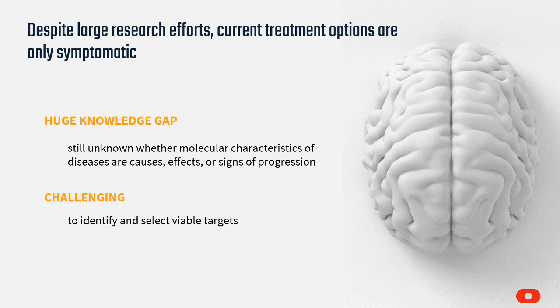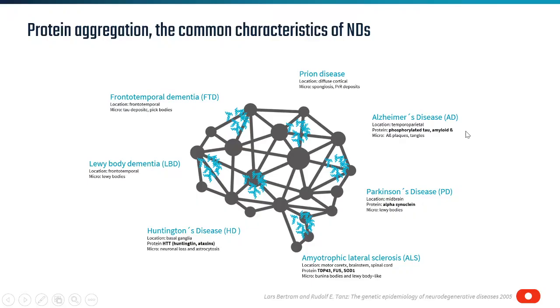In addition, all the treatments that we have found until now are only symptomatic. So we don't have a cure for these diseases. We can only treat the symptoms. The reason is that there's still a huge knowledge gap on what causes these diseases and, for example, whether these molecular characteristics that we are seeing in the brains of patients are causes, effects, or maybe simply signs of progression. And this makes it really challenging to identify and select new targets for therapies.